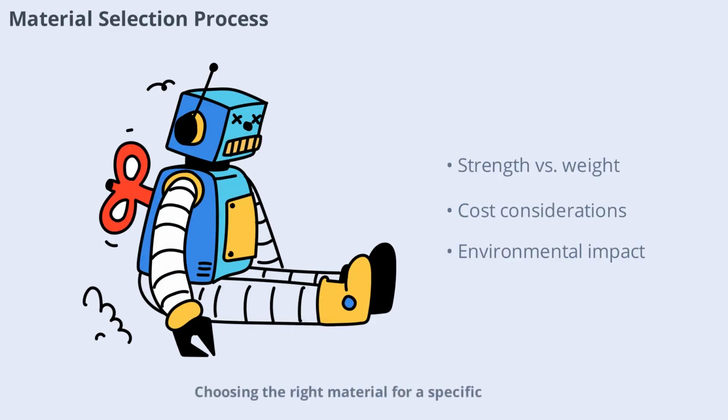Using the right material for a specific application is a critical skill for materials engineers. They must consider factors like strength, weight, cost, and environmental impact. For example, the material used in a car's frame must be strong yet lightweight, while medical implants require biocompatibility. The selection process often involves trade-offs and careful analysis to ensure the best performance and safety.